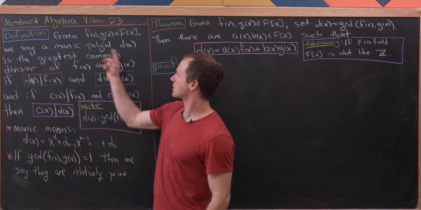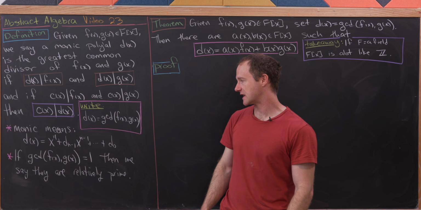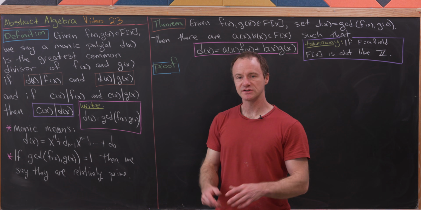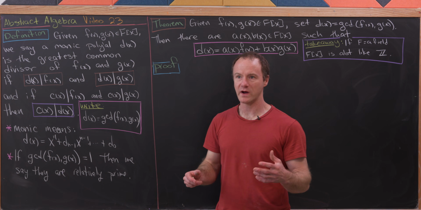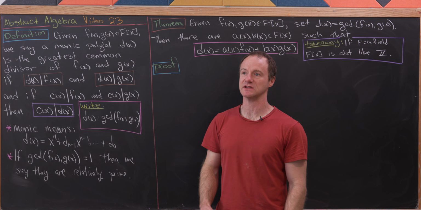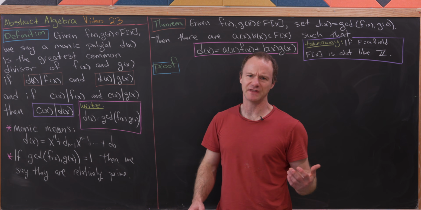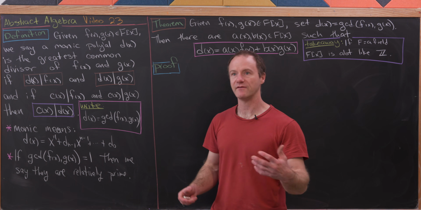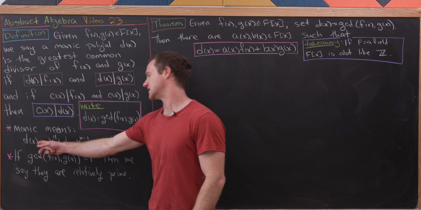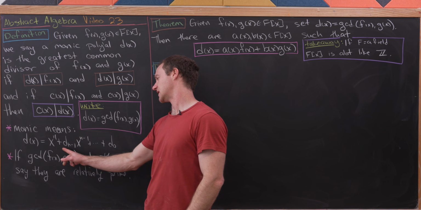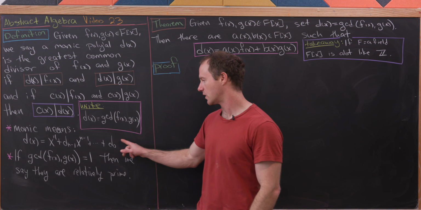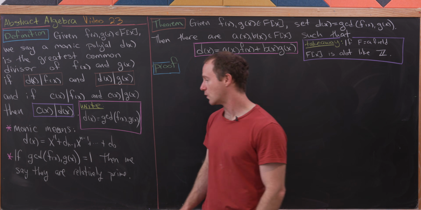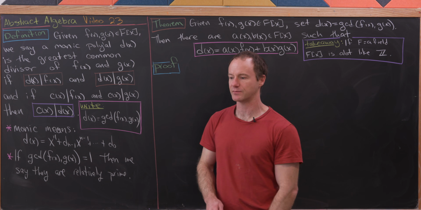Then we use this word monic up here, but I don't think we've defined that yet. So monic means the coefficient of the leading term is equal to 1. Since we're in a field, we can always essentially set the coefficient of the leading term equal to 1 because everything has a multiplicative inverse. So we just multiply by the multiplicative inverse of that leading term. So d of x has the form x to the n plus d sub n minus 1 x to the n minus 1, all the way down to our constant term. And then if the GCD is equal to 1, we say that the polynomials are relatively prime, just as we did with integers.